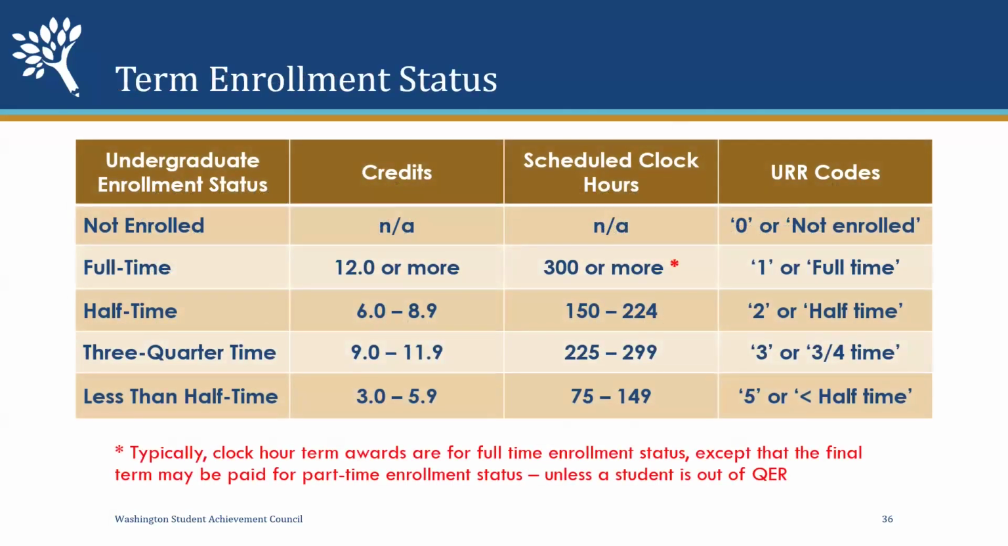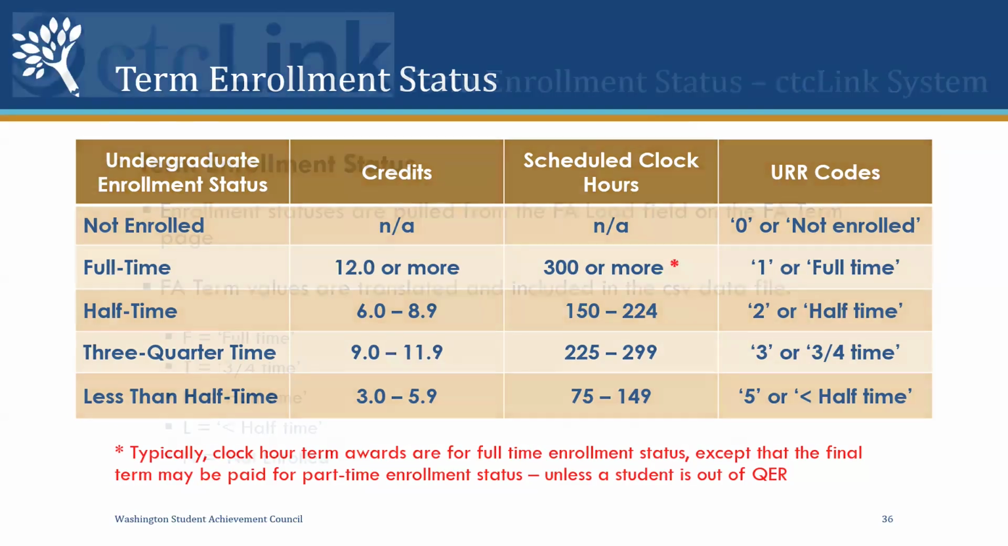This is just a slide of the standard term enrollment status. I just want to note that career schools, for every 300 hours of attendance equals full-time, with the exception of the final term. That can be a different number of clock hours, and clock hour schools could have 5 terms to report. Stephanie?